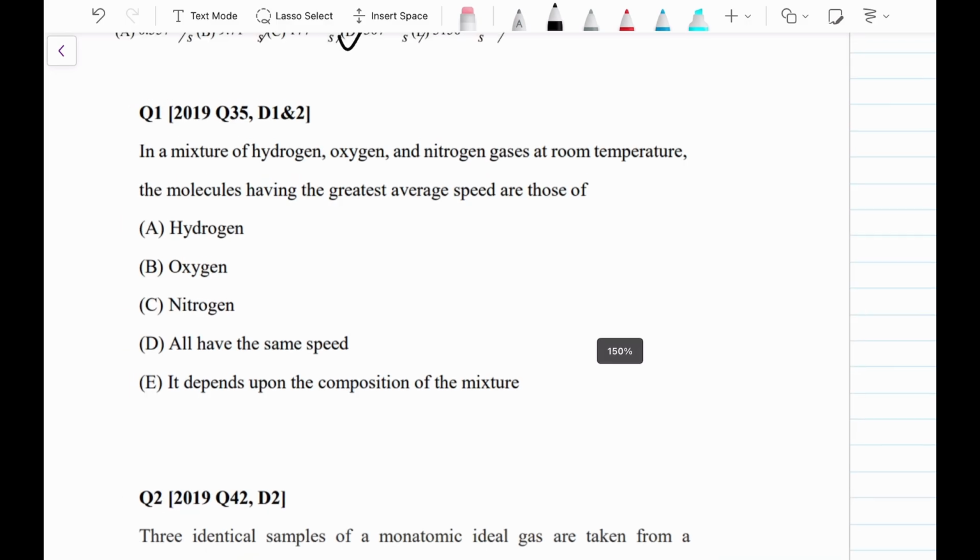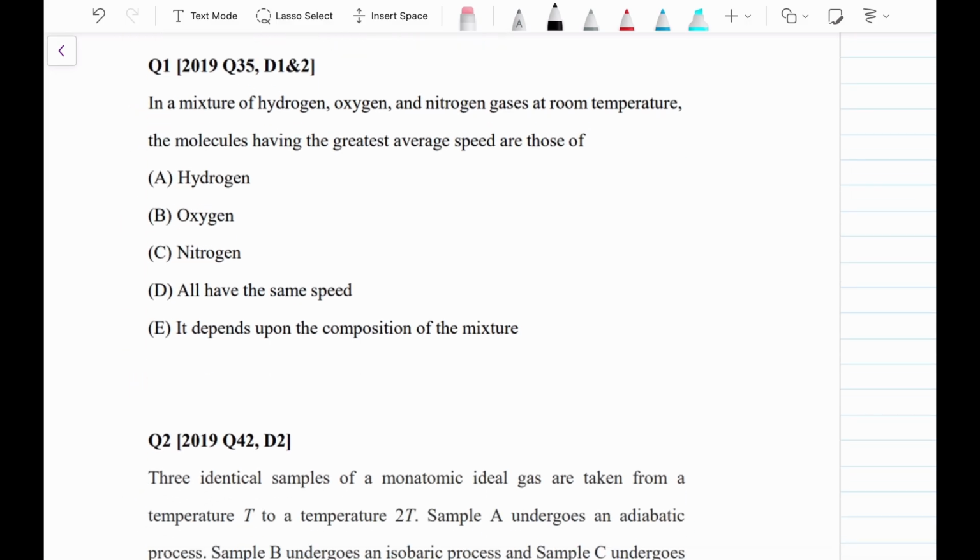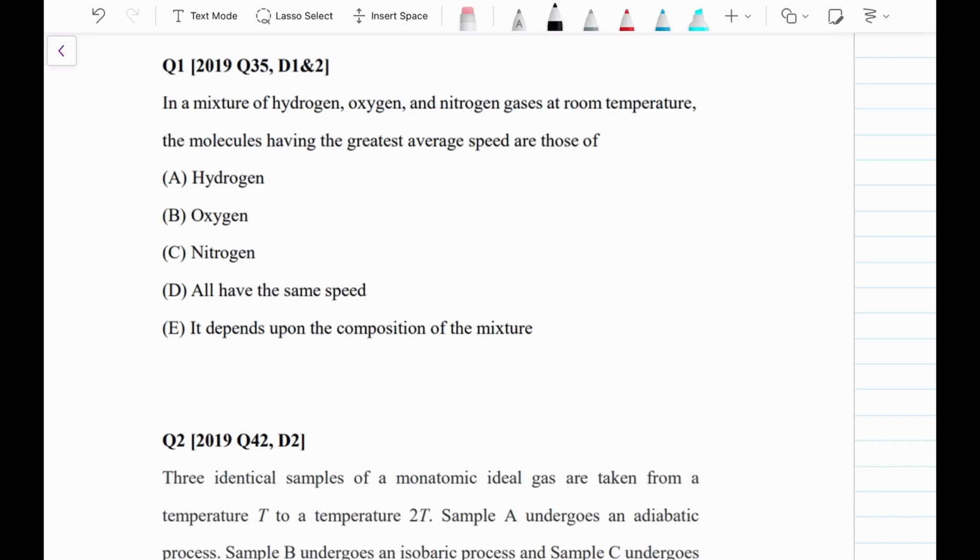And then for the next question, it says in a mixture of hydrogen, oxygen, and nitrogen gases at room temperature, the molecules having the greatest average speed are those of these choices. At room temperature, this means they have the same amount of internal energy, and essentially from the last question, the internal energy is equal to the kinetic energy. So what determines their speed is basically their mass. In this case, hydrogen has the least mass, so it will have the greatest average speed. Yeah, it has the least atomic mass.